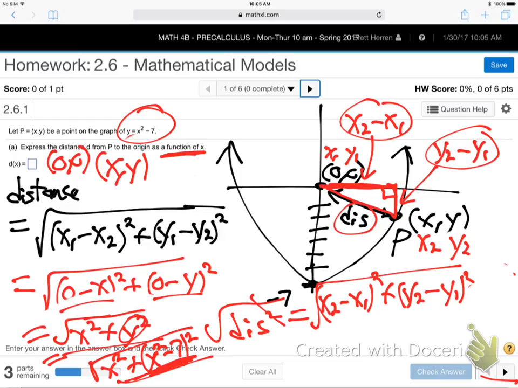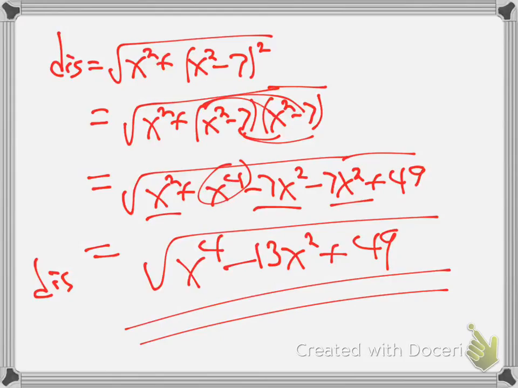Oh, there's 3 parts remaining. Okay, so let's go. There's more to come. But wait, there is more. All right, so let's go. If you take out your graphing calculator, we have that distance formula.